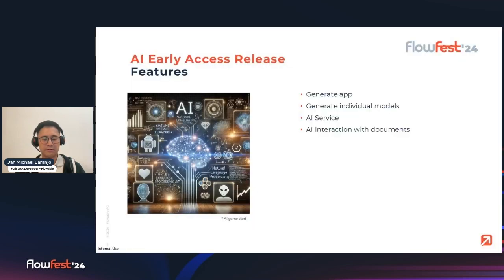So now, what are the features of this new release? Basically, we have four new cool features. At first, you can generate new apps. You can generate individual models for your apps. Then you can leverage the new AI service directly in your applications. And then finally, you can also interact with documents using AI here.